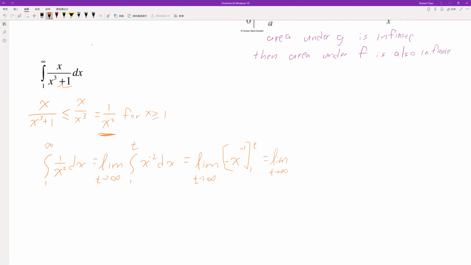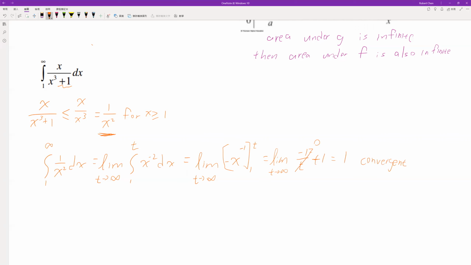What do we have here? -1 over t plus 1. Right, minus -1. Yep. All right, and this is as t goes to infinity. Oh, not b. Sorry. T plus 1. Okay, and that goes to 0, means the limit is 1, which is convergent.